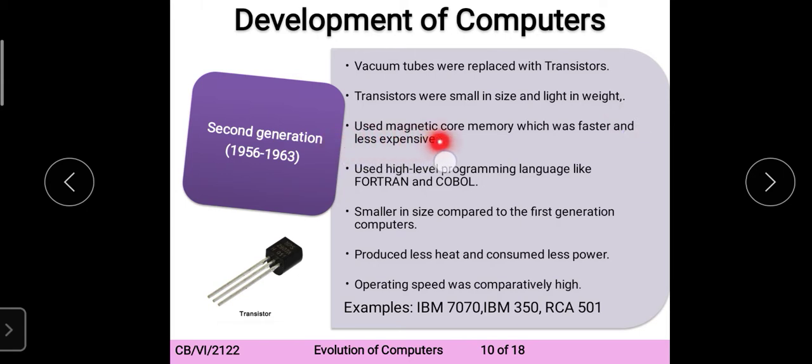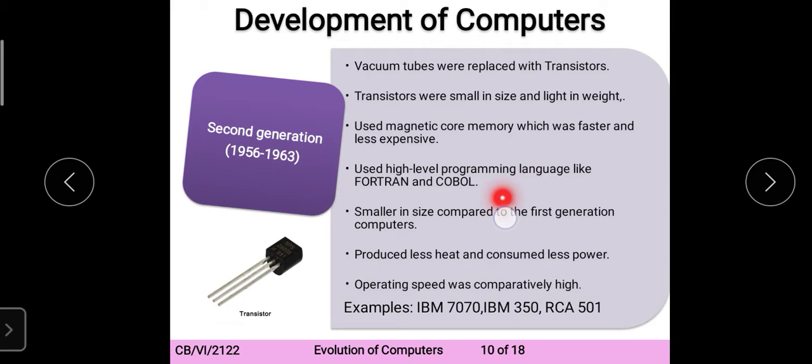It used magnetic core memory, which was faster and less expensive than the vacuum tube. Just as we now have a memory card in which we can store a lot of data, at that time a memory called magnetic core memory was developed. It was faster and less expensive, and it could store more memory. It used high level programming languages like Fortran and COBOL.